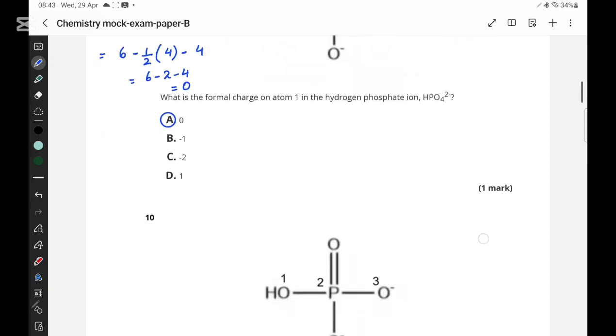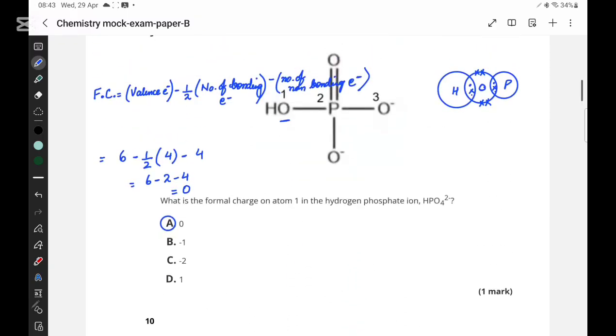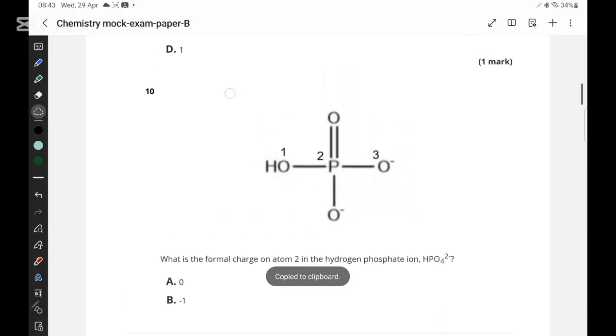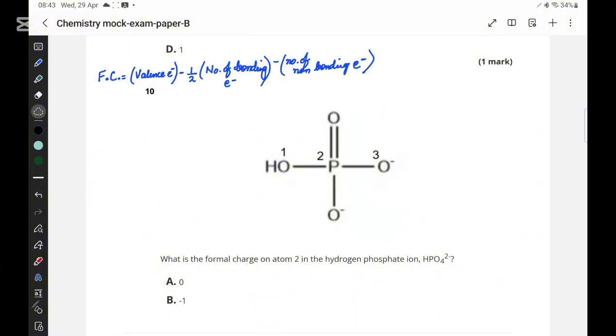For the next question, question number 10, what is the formal charge on atom 2 in hydrogen phosphate? Phosphorus is the second atom. So now we are going to use the same formula that we have used before, the formula which we are going to use here for phosphorus. Phosphorus belongs to group 5, so it has 5 electrons minus 1 by 2.